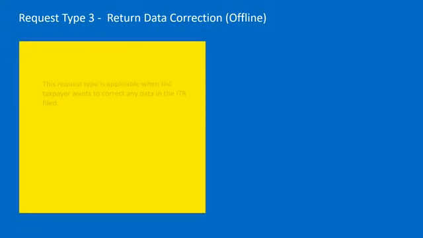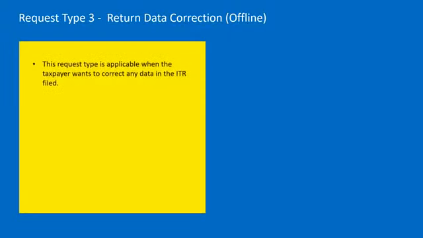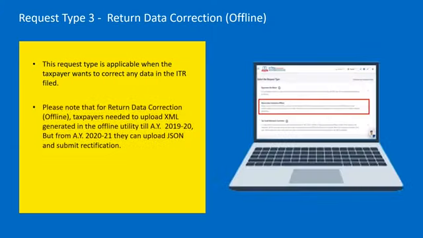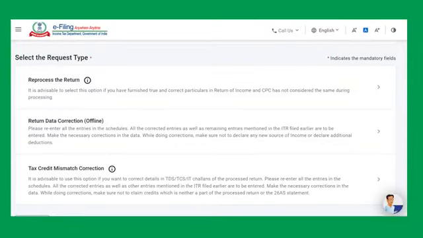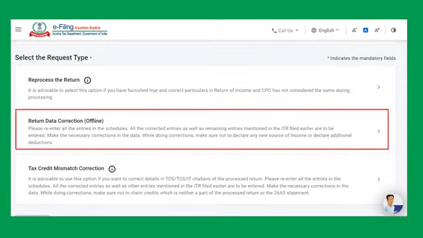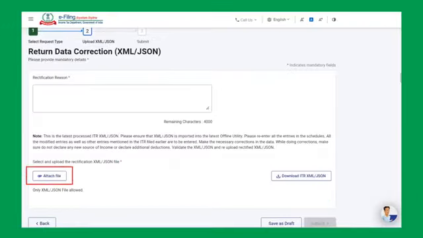Please note that this request type is applicable when the taxpayer wants to correct any data in the ITR already filed. Also, it is to be noted that the taxpayer needs to upload XML generated in offline utility for filing rectification up to assessment year 1920. From assessment year 2021, they can upload the JSON and submit the rectification request. While making corrections, please make sure that you do not enter any new source of income or declare any additional deductions. Once you have selected the request type as return data correction offline, you would be required to attach the rectified return in the JSON or the XML format.